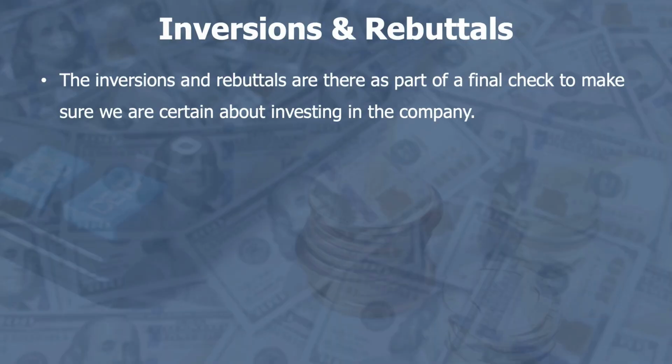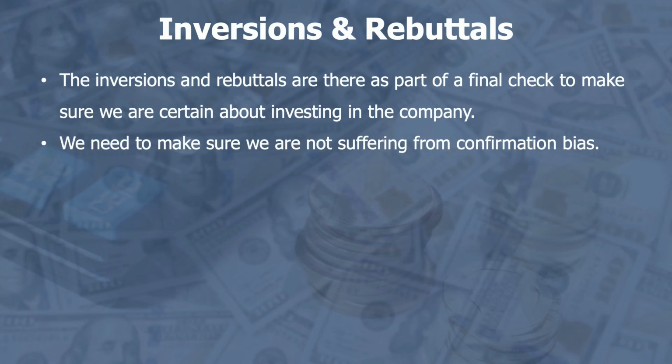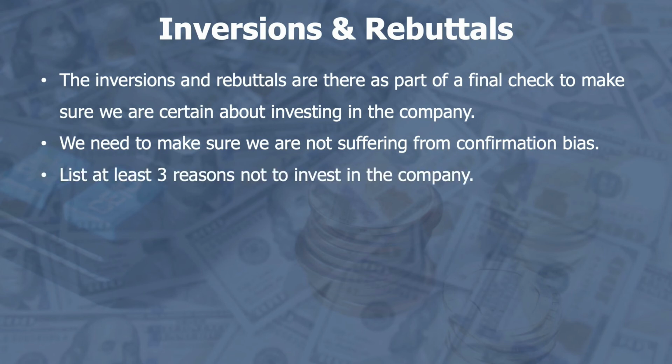So the inversions and rebuttals are there as part of a final check to make sure that we're certain about investing in the company. We need to make sure that we're not suffering from confirmation bias, because obviously if we're spending a lot of time researching the company, we're going to start really liking that company. So we might get to the stage where we can only see good things about the company. So this is where we have to then list 3 reasons why we shouldn't invest in the company.